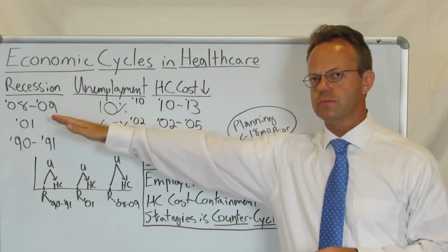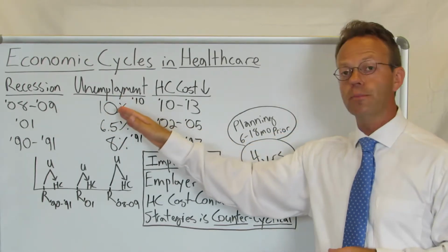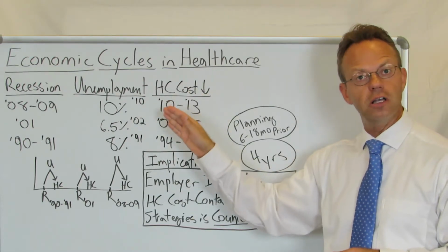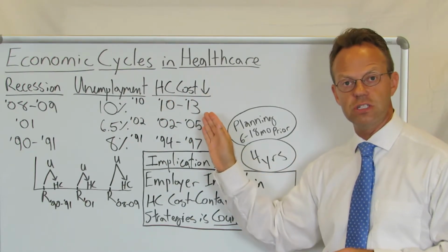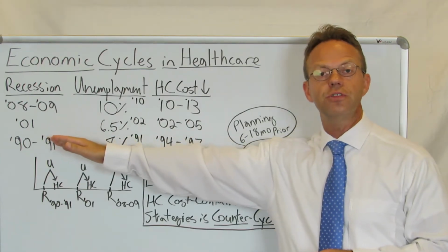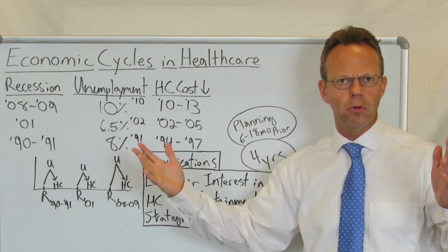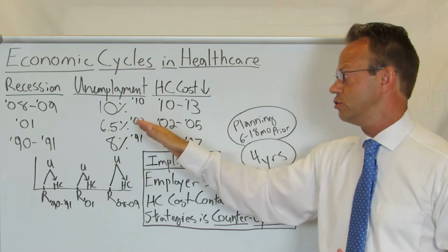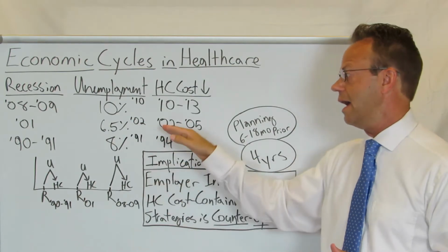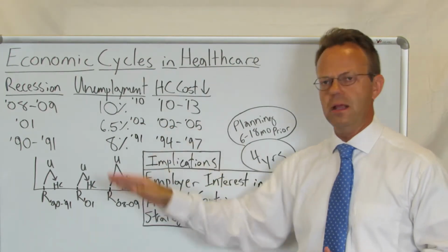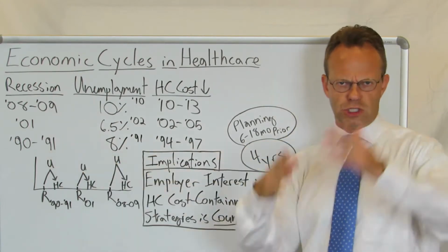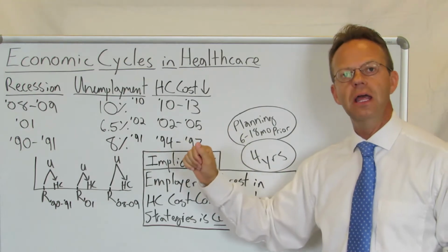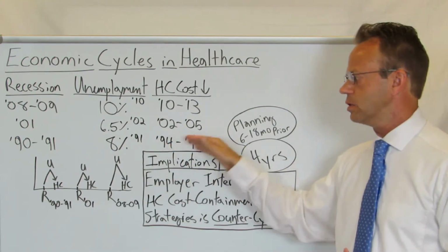So the most recent recession from 2008 to 2009 had unemployment peak at 10% in 2010, and then subsequently the rate of healthcare cost inflation went down from 2010 to 2013. Next, the recession of 2001, sort of the dot-com bubble bursting, right? That had unemployment spike at 6.5% in 2002, and then healthcare cost inflation went down from 2002 to 2005. Then the recession from 1990 to 1991, which some of you may remember, unemployment peaked at 8% in 1991, and then healthcare cost inflation went down from 1994 to 1997.